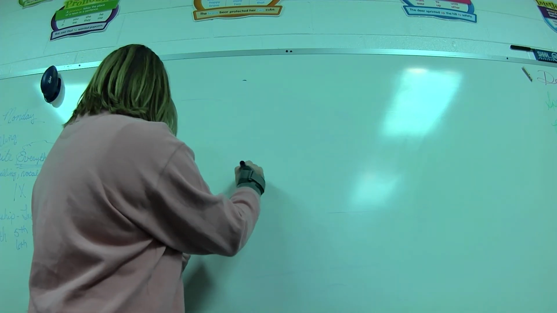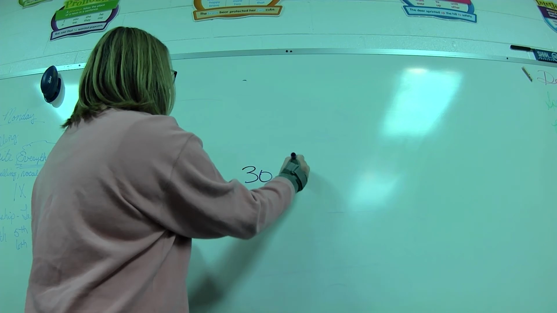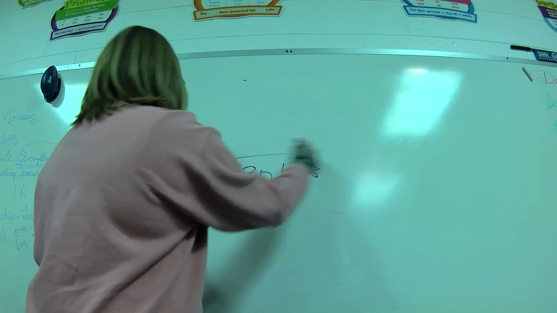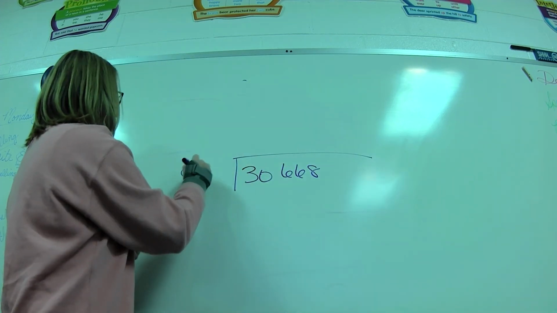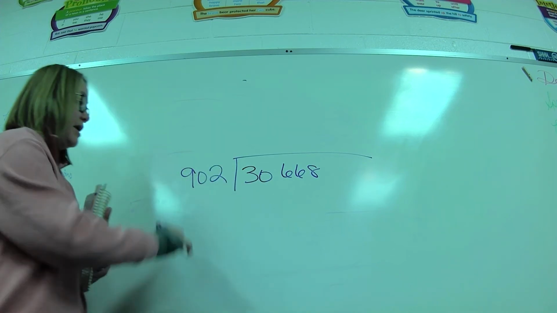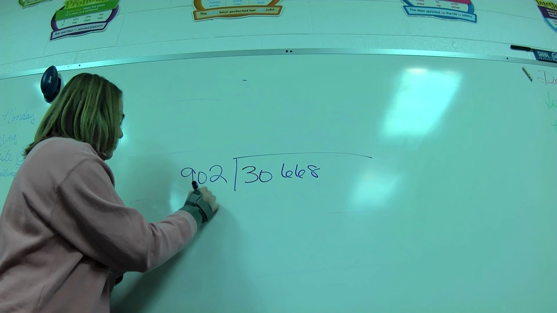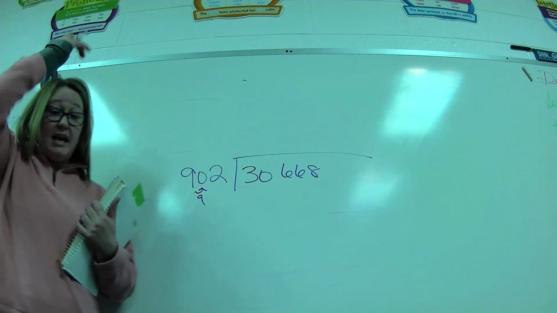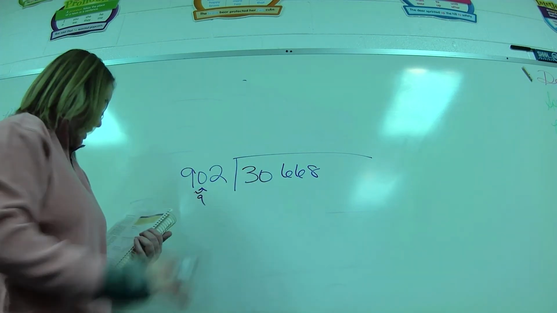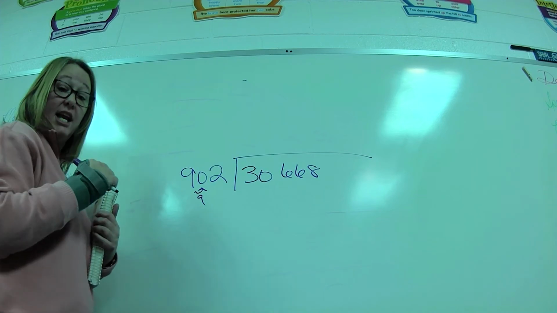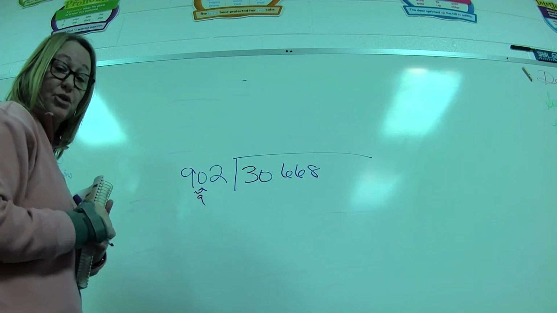Let's do 30,668, and let's divide this by 902. Well, this is going to be a 9 in my head. I have to draw my little arrow. It's a 9 in my head. How many times can 9 go into 30? 9 can go into 30 3 times. 9 times 3 is 27.